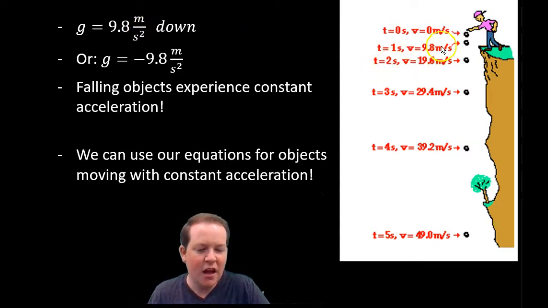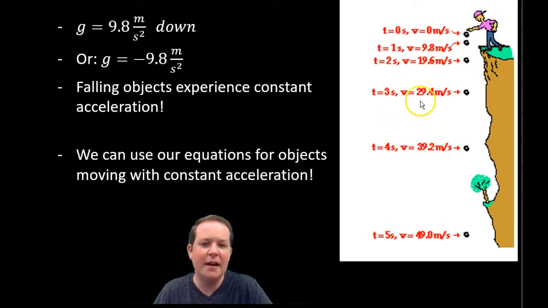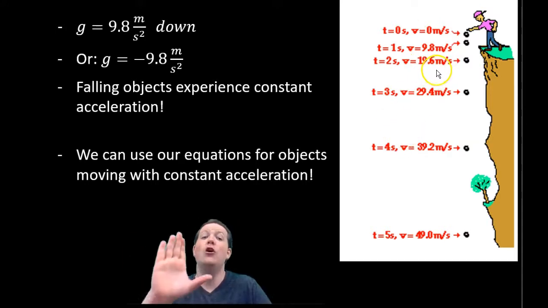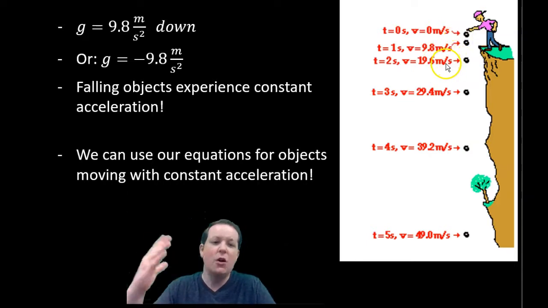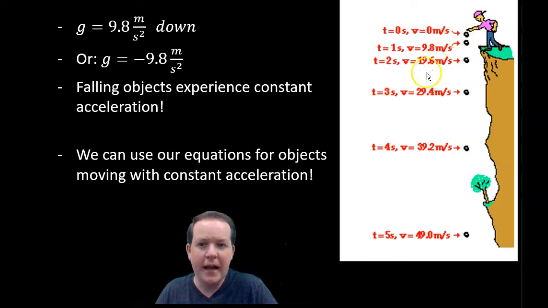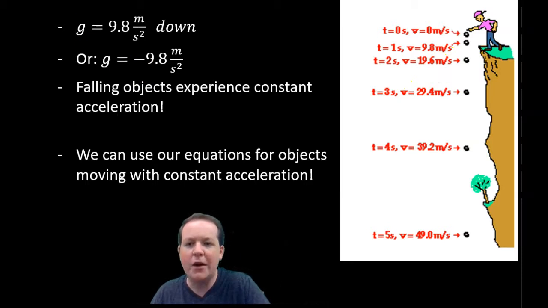After 2 seconds, another 9.8 gets tacked on. 3 seconds, another 9.8. For each of these times, I'm adding 9.8 velocity. Not distance, velocity. So of course, what this means in layman's terms, when you drop things, they speed up. And all objects speed up. They all accelerate at this same value.